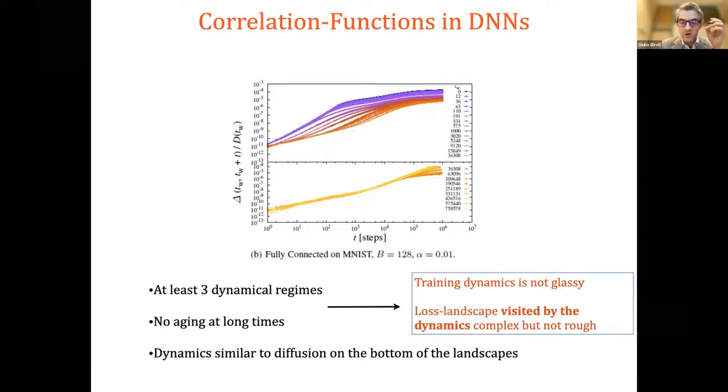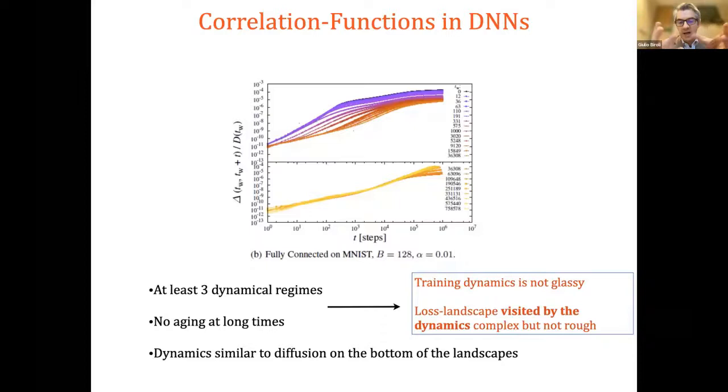In reality, the dynamics is not stationary because, as you see, the mean square displacement is divided by the diffusion coefficient. And what we find, and what is also known, is that the system slows down when it goes down in the loss landscape just because it's fitting the data more and more. So actually it has a drive which is smaller and smaller.